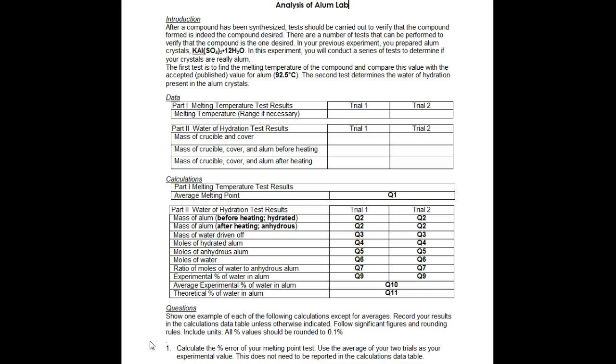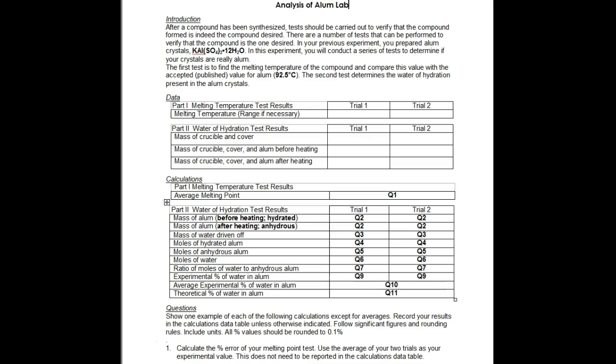I bolded the formula of alum in the introduction because that will be helpful for you in the second part. I bolded also the accepted value for the melting point of alum, 92.5 degrees Celsius. That will be helpful for you in the first part. And then I've highlighted on the calculations table where the answer should go.